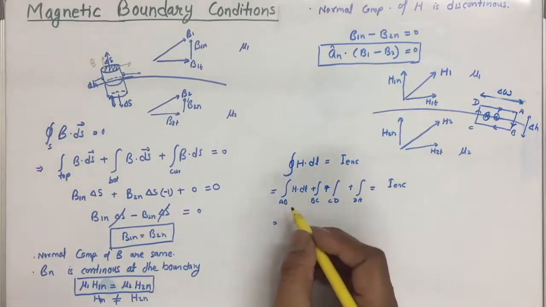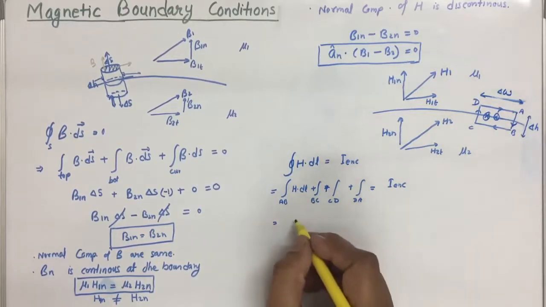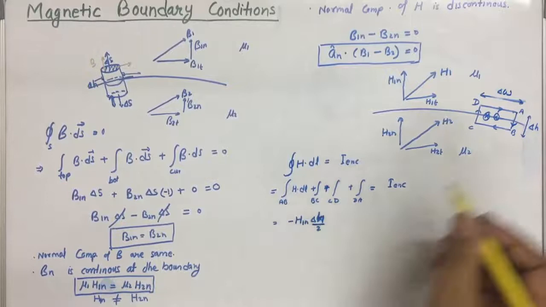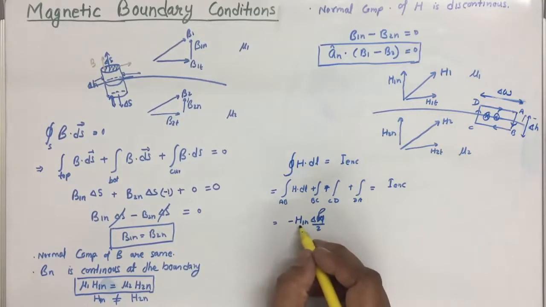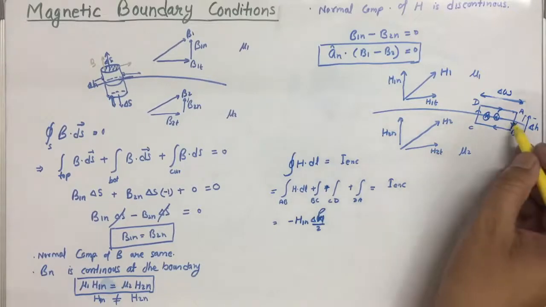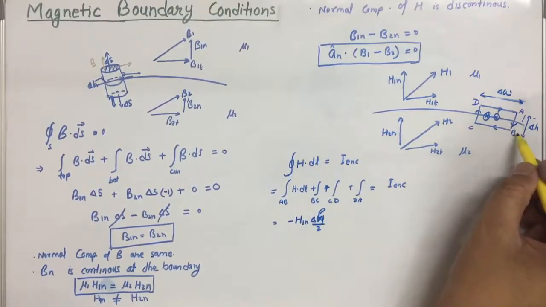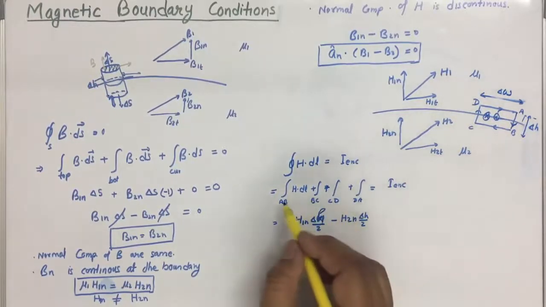Considering this, for AB, H is in this direction and delta h is in this direction, so both are at 180 degrees, opposed. Due to that, a minus sign will be there: minus H1n delta h by 2. For this portion, the same way, H2 is in this direction and delta h by 2 is in this direction, so we can say H2n delta h by 2. So from A to B we can write this.